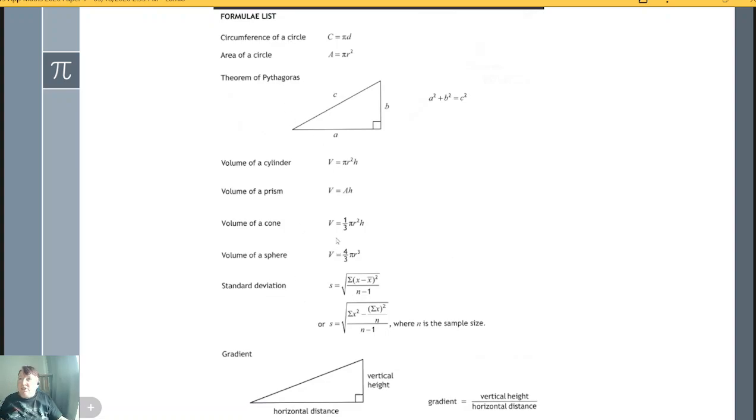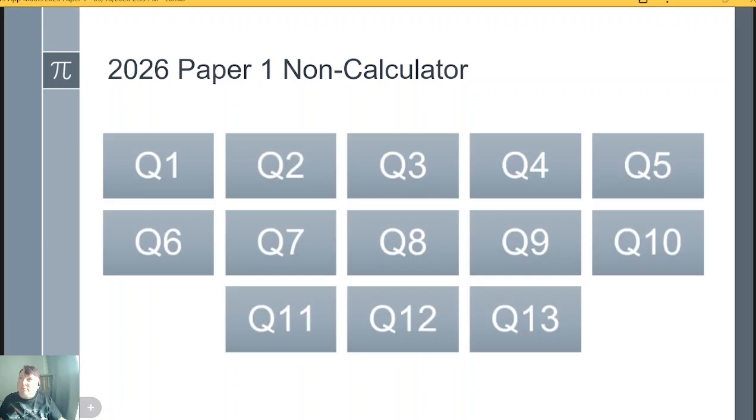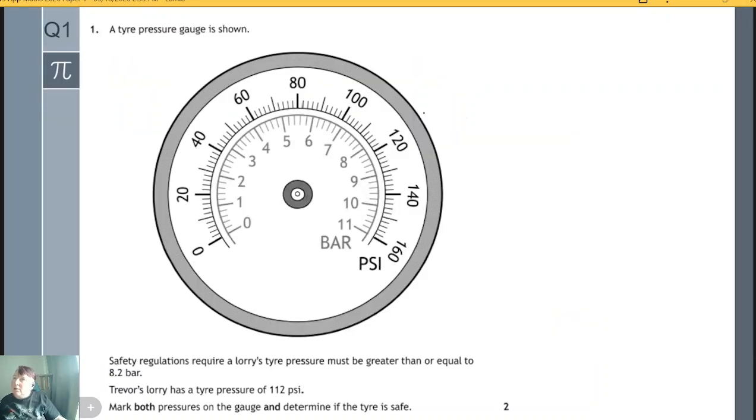We have our formula sheet, which we will refer to as and when needed. There is a good chance I might just write the formula on without us coming back to look at this sheet. We'll see how we go. There are 13 questions in total on this year's paper. Let's start with question 1.